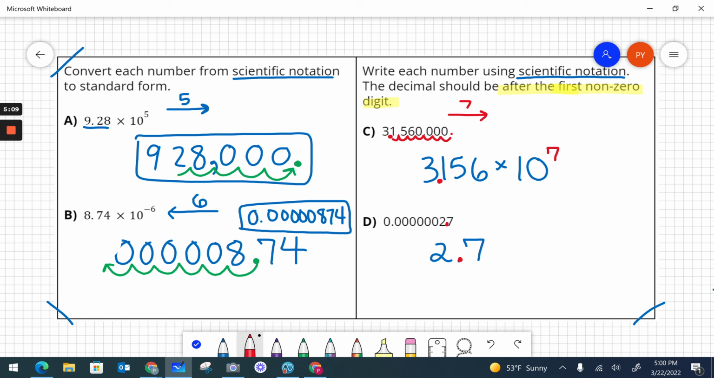And if I want the decimal here, but the decimal's actually here on the left, so I'm going to count how many spaces I have to move it to get to its original spot. So it would have to go 1, 2, 3, 4, 5, 6, 7 spaces to the left. Right, 7 spaces to the left. So I would rewrite this number as 2.7 times 10 to the -7th.